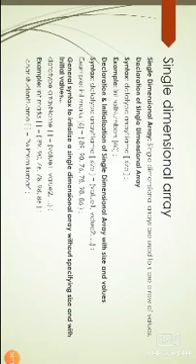Next, declaration and initialization of a single dimensional array with size and values. Syntax: data type, array name, in square brackets size, is equal to, open curly brace, value 1 comma value 2 comma, up to value n, close curly brace, semicolon. So this is the syntax of declaration and initialization of a single dimensional array with size and values.